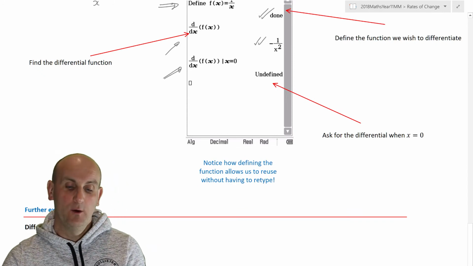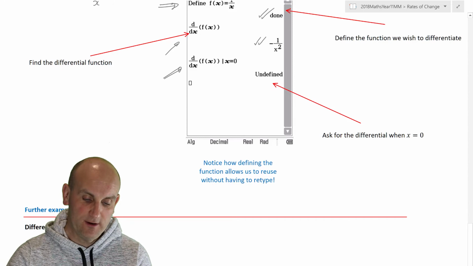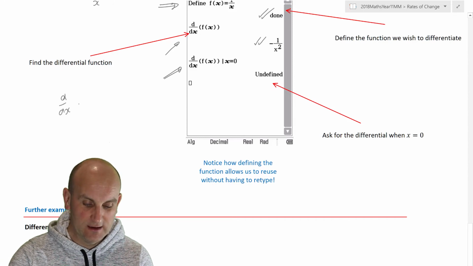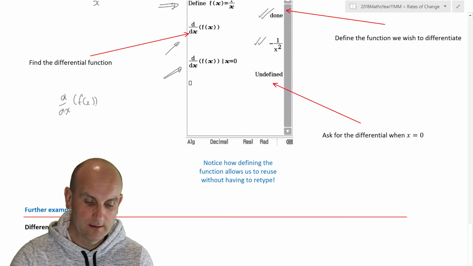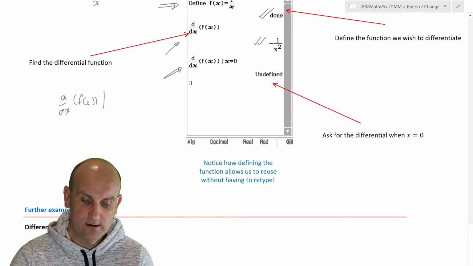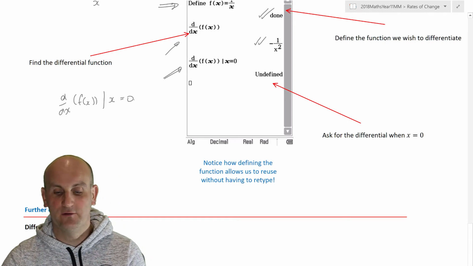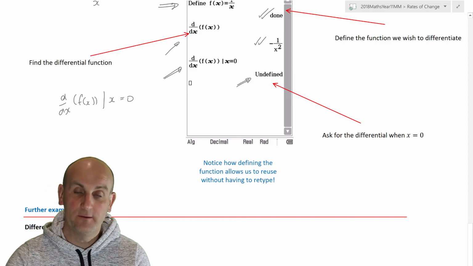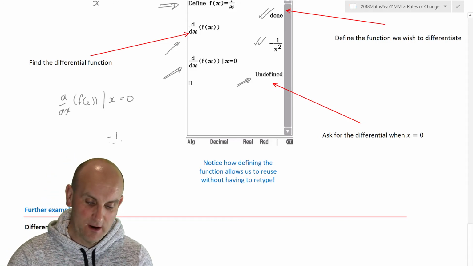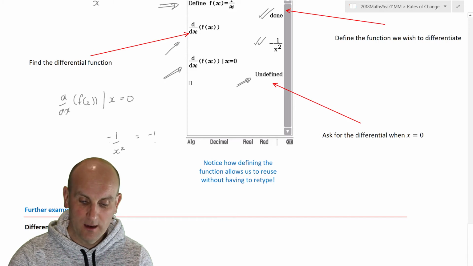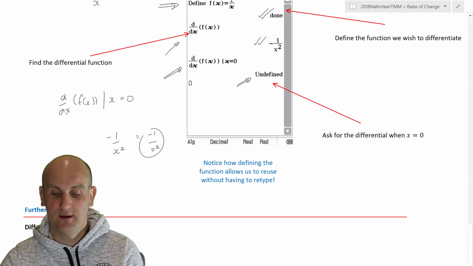Doohickey, that's an awesome word. Well, what I'm now saying is differentiate the function. So d by dx, differentiate my function. And then tell me what happens when you put x equals 0 into that answer. And undefined comes out because if I have minus 1 over x squared, and I put x as 0 in, then I'm obviously going to get a value that becomes undefined.